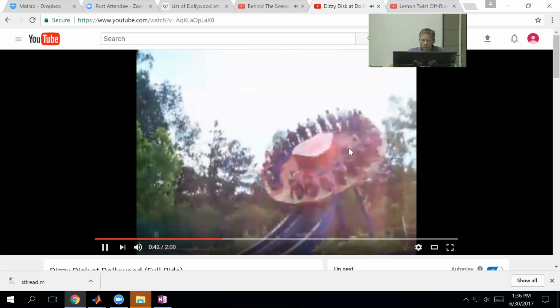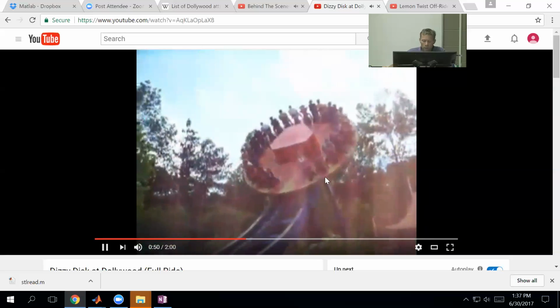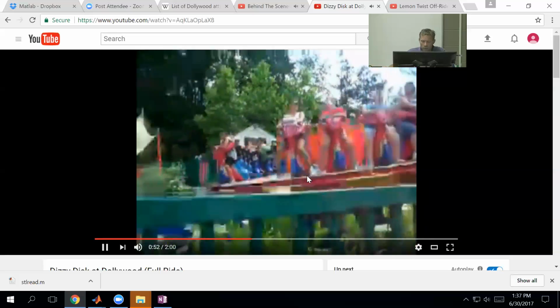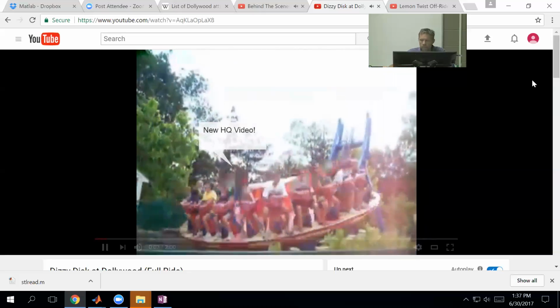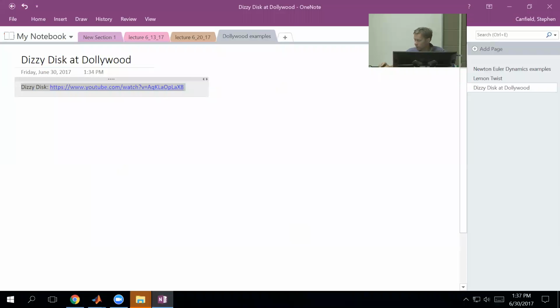Our curiosity is, what's the motion of a rider on the dizzy disc, given some motion along the track, and let's write Newton-Euler equations to describe that, as well as the constraints needed to define the motion. So we go over here to our notes and start drawing out.